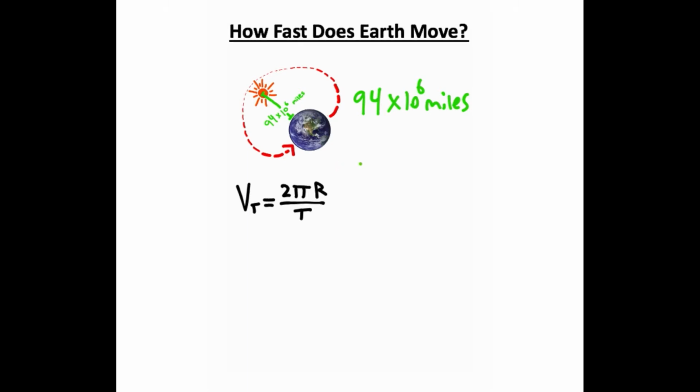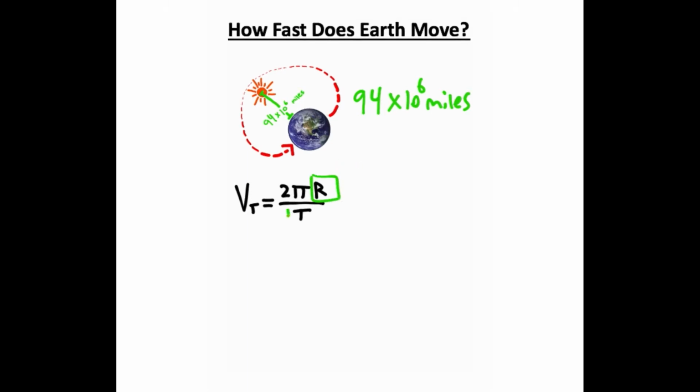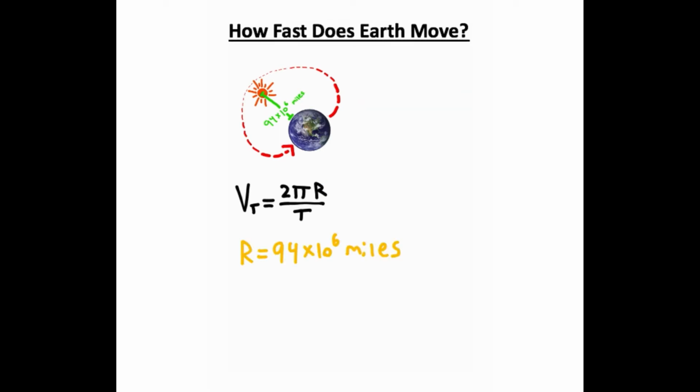Well, in this case, what we're going to need to do is find a radius and a period, and we can just plug it into this equation. But notice, this is our radius, because if Earth moves in a circle around the sun, this distance right here is going to be the radius of your circle. So we have our radius right here. The only thing we need now is a period. So how can we go about calculating the period?